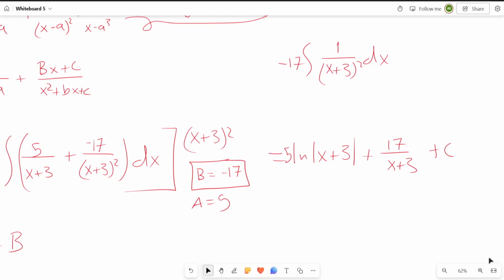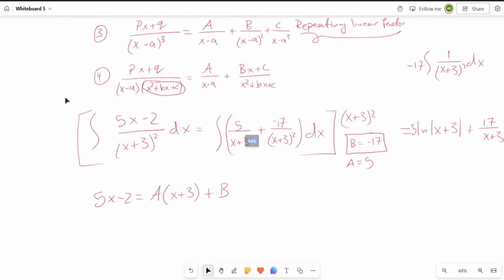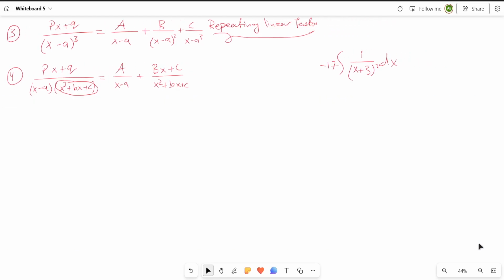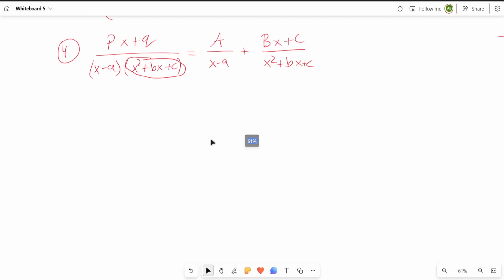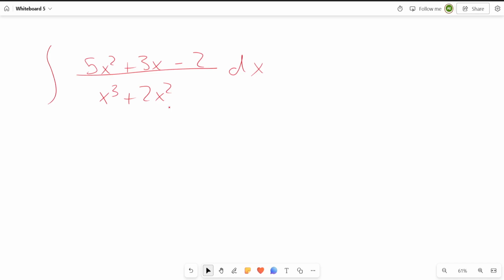Okay, let's erase this and take another example. So let's do this. Let's say we have the integration of 5x squared plus 3x minus 2 over x cubed plus 2x squared dx. First of all, the degree of the numerator is 2, the degree of the denominator is 3, so this is a proper fraction, so we can proceed with partial fraction integration.